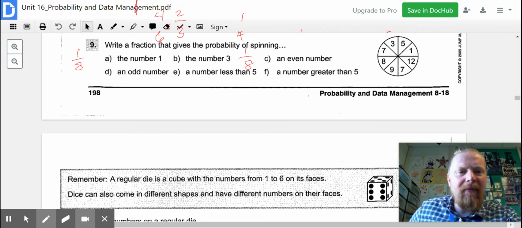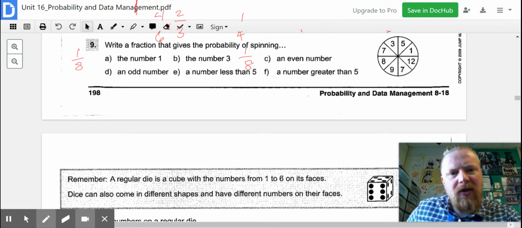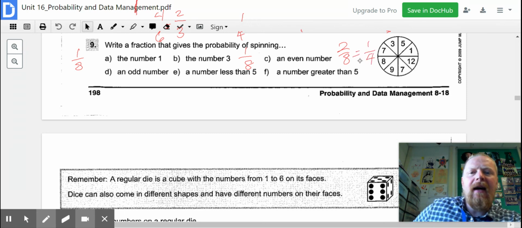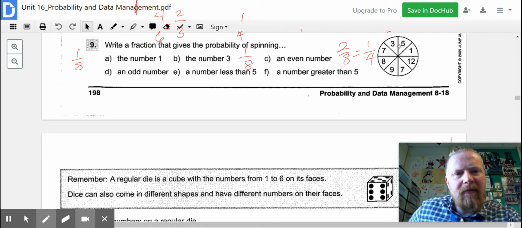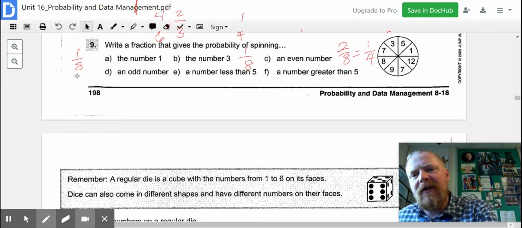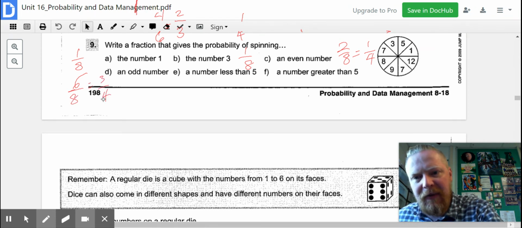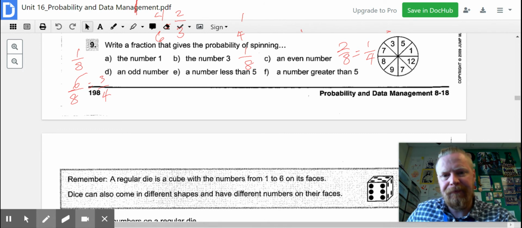An even number. Well, 8 is even and 12 is even. Those are the only 2 even numbers. So there's 2 out of 8, which is equal to 1/4. An odd number. All of the other ones are odd, so that's 6 out of 8, which is 3 out of 4. That's a 75% chance of getting an odd number.